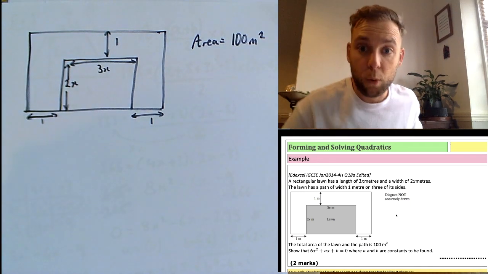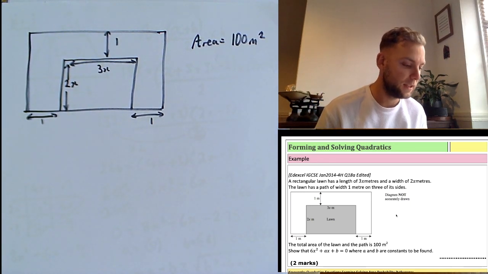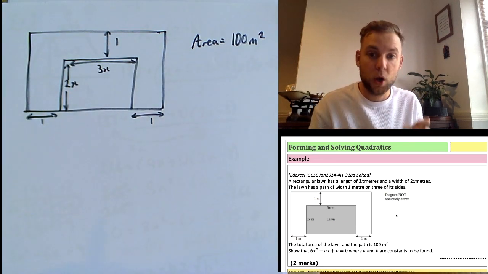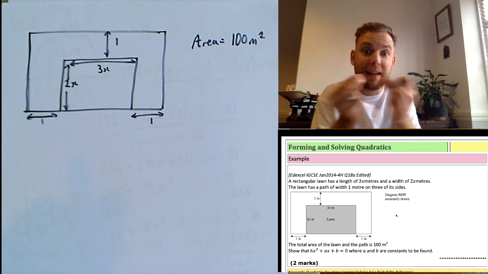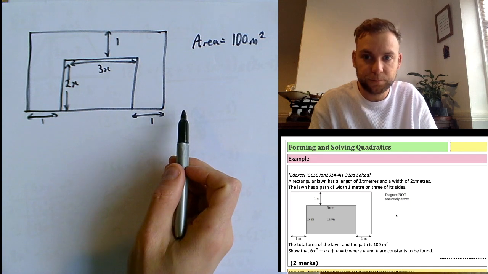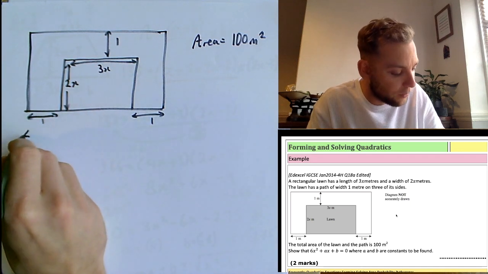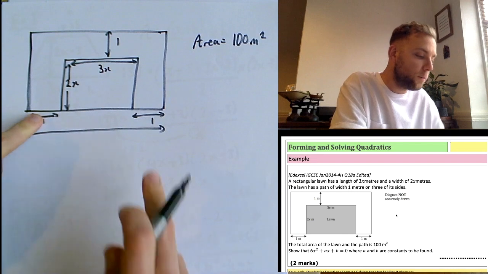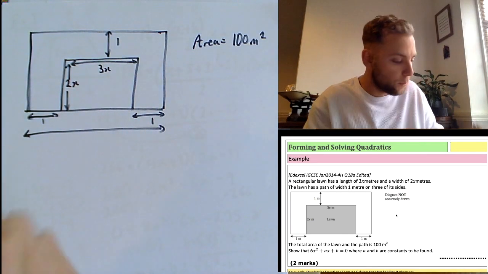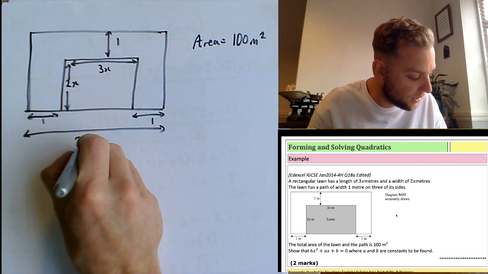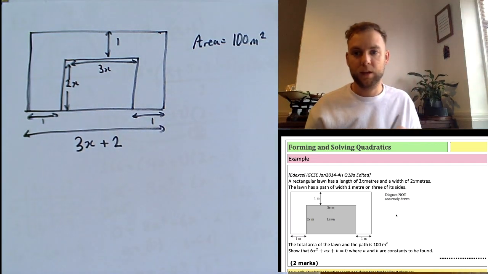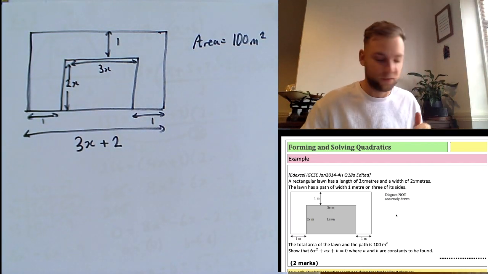So, with this one here, we're dealing with the area of a rectangle, because this is a rectangle. How do I work out the area of a rectangle? Well, it's length times width. Now, the problem with this one is I don't know what the full length is, but I can work it out. The full length there is going to be 1 plus 3x plus 1. Well, I can't do anything with that 3x, but I can add these ones together. So this total length here is 3x plus 2. So that total width there is 3x plus 2.